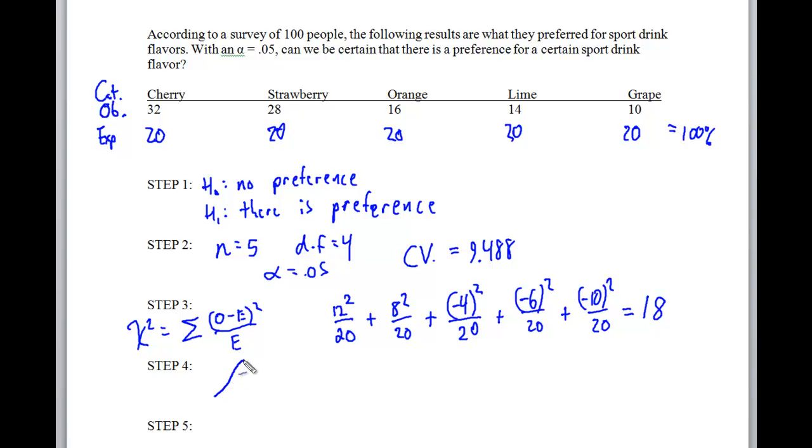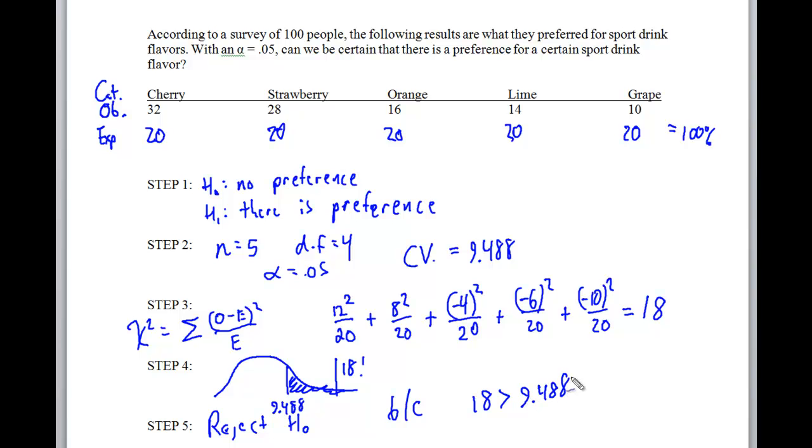So step 4 is to draw our right tail. And it looks like our critical value was 9.488, and we were all the way at 18. Which means that our step 5 is going to be to reject the null hypothesis. And our null hypothesis was there was no preference. Well, we can honestly say that the variations from the expected value of 20 were enough to say, yeah, we're rejecting the null hypothesis because we have 18, which is our chi-squared, which was much greater than our critical value, which is 9.488. And there we go. There's our first problem.